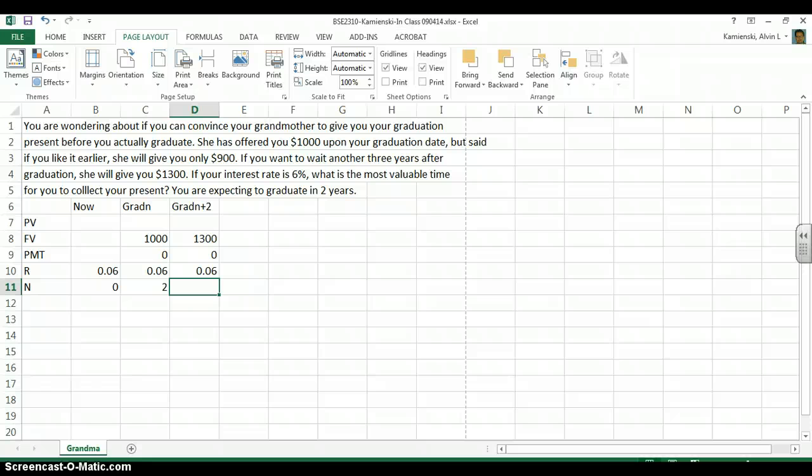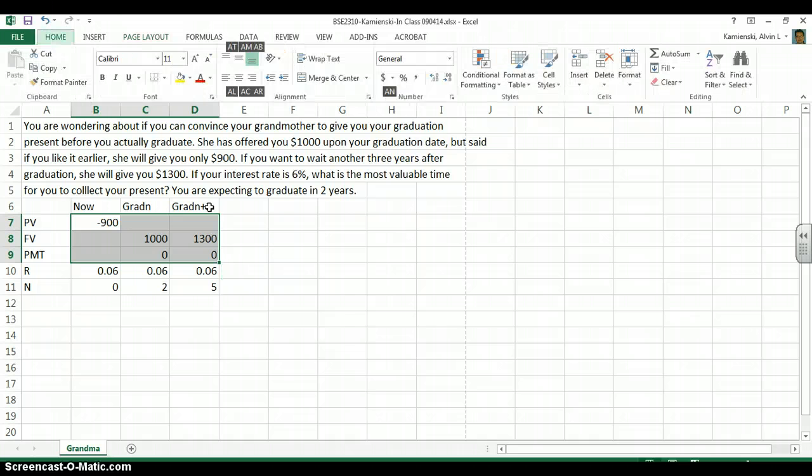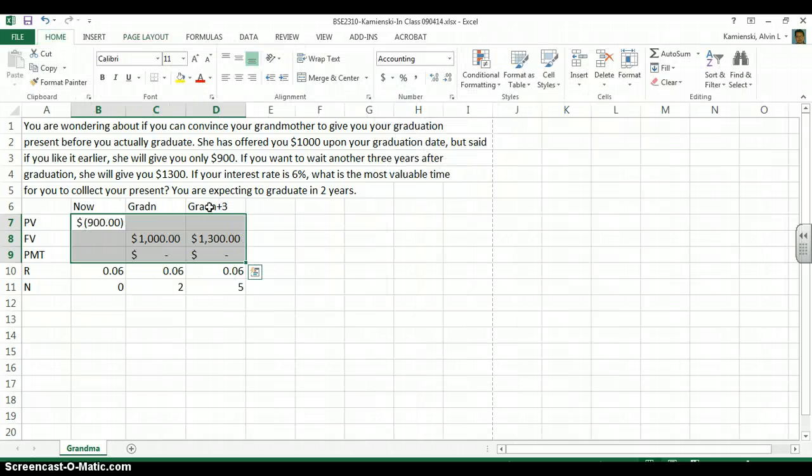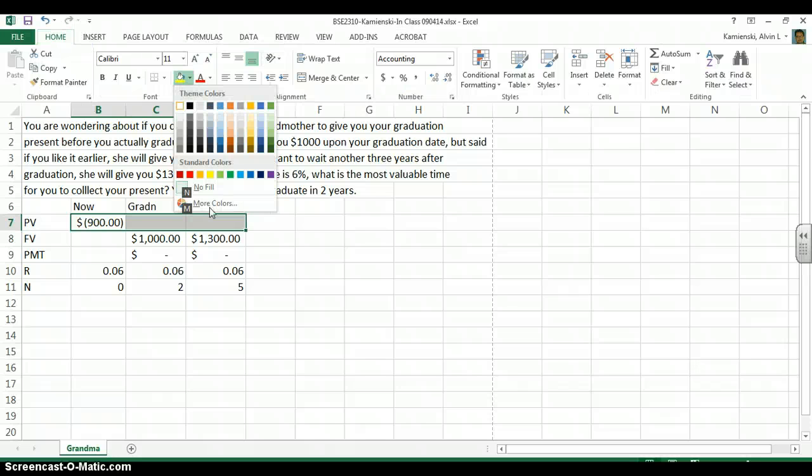Or you could wait 3 more years. I think I labeled that wrong up top, didn't I? Yeah, so that should be 5 altogether. It's not graduation plus 2, it's graduation plus 3. Or you could just get paid $900 right now. So let's go ahead then and, using the functionality in Excel, figure out which of those makes the most sense. Let's do it by comparing our present values.